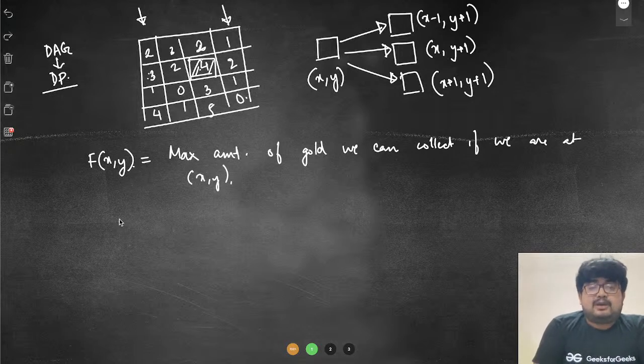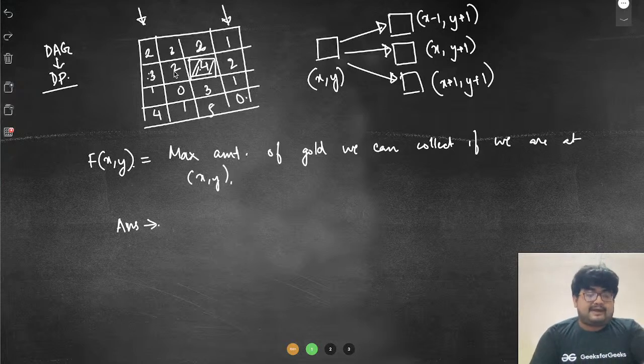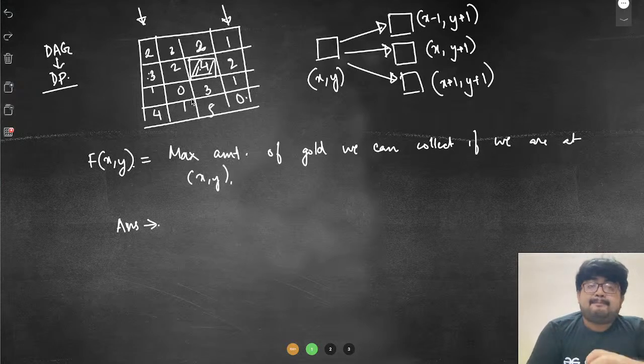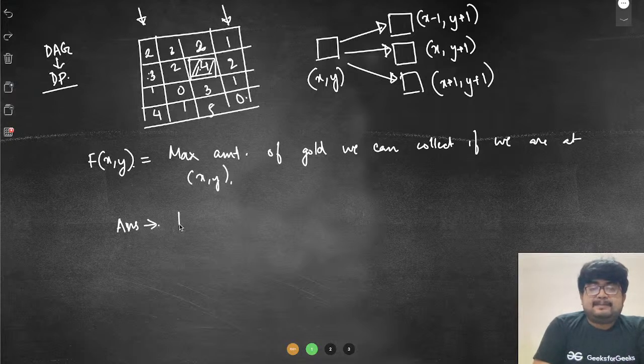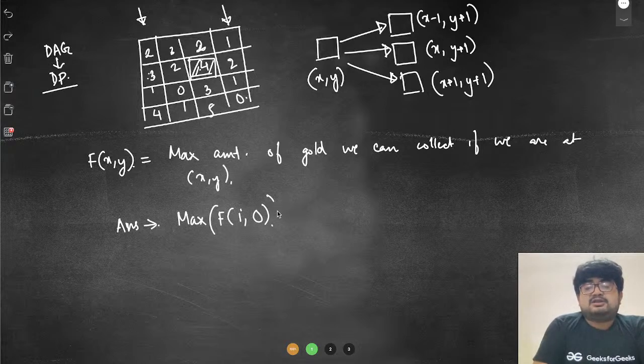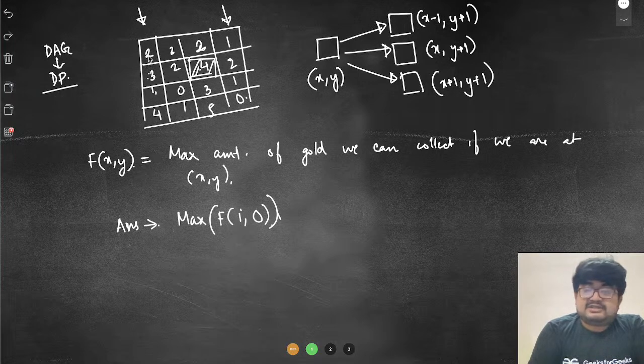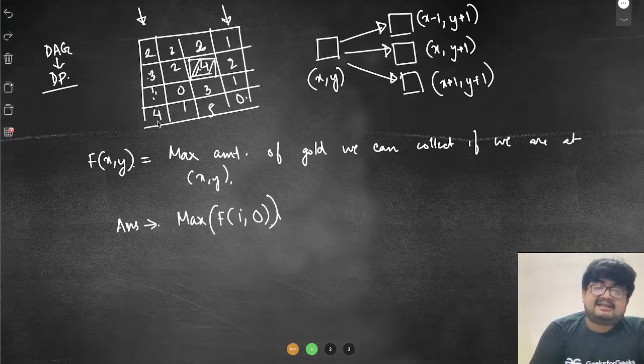Now what is the answer to our problem? What do we want to find? We want to find the maximum amount of gold that we can collect if we start from any position in the first column. So that is the maximum of f of i comma 0. Why f of i comma 0? Because it gives the maximum amount of gold you can collect if you start from this cell or this cell or this cell, and out of them we want the maximum value.